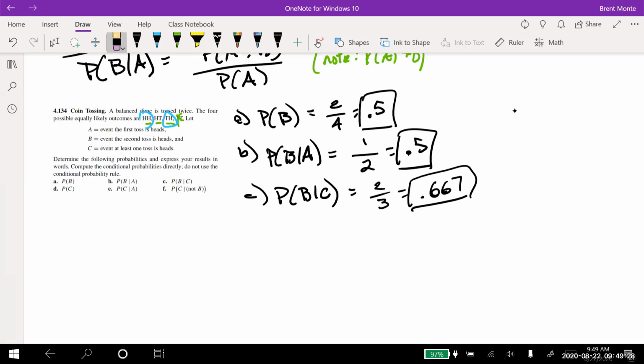Let me erase these, and then let's go back and see if we can do these all in a line. Probability of C. Well, what's the probability that you have at least one heads? Well, this time it's this one, or this one out of the total. So F over N, 3 out of 4. 0.75.